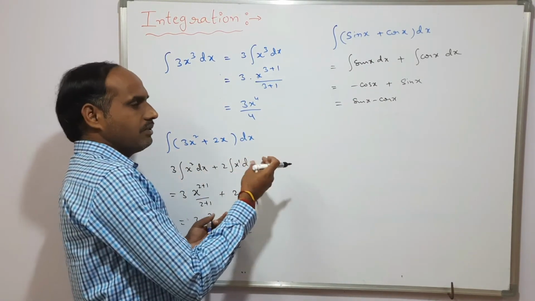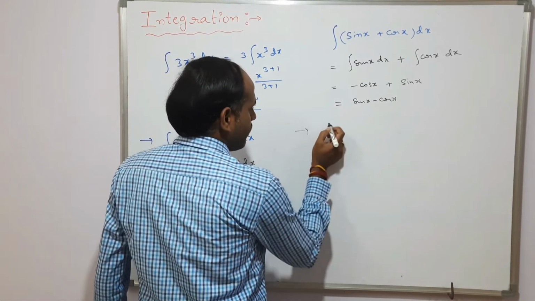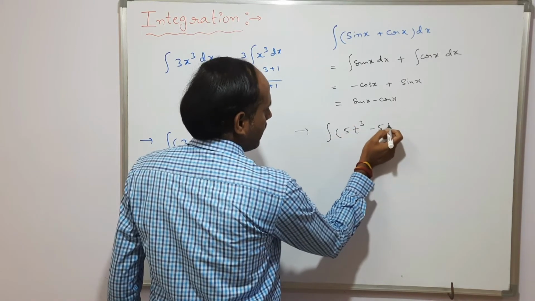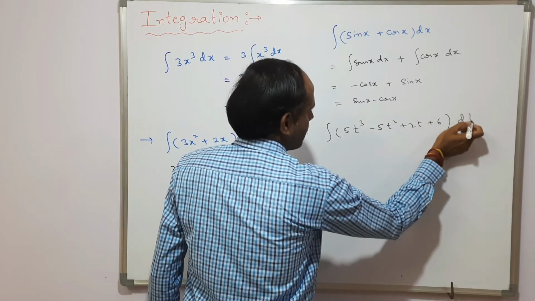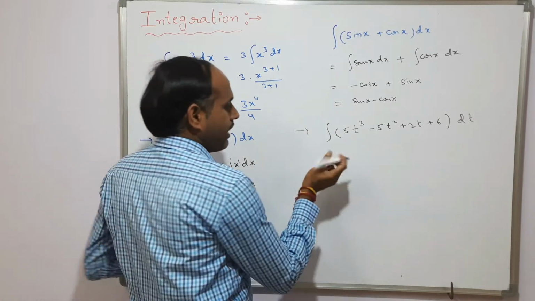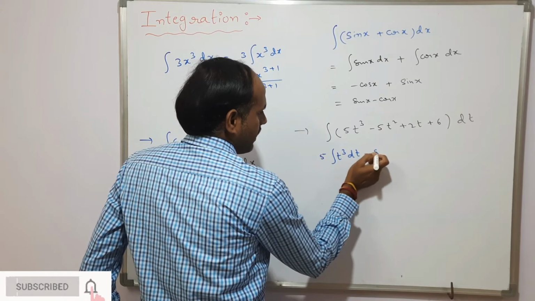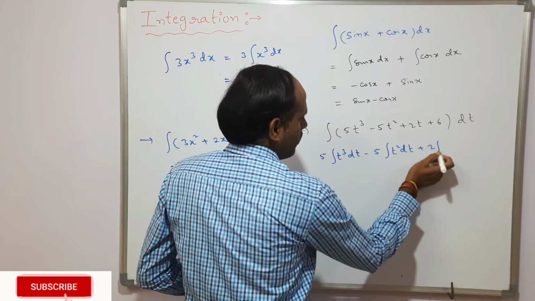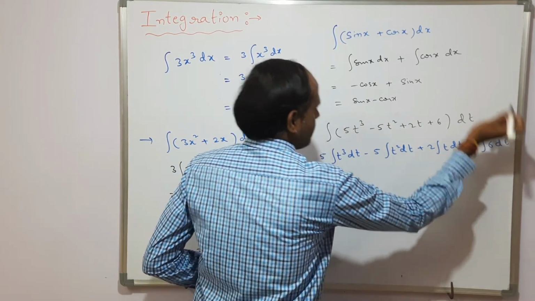Not only for a function in terms of x, if you are taking a function in terms of t, say for example the integral of 5t cube minus 5t square plus 2t plus 6 dt. So again a composite function, right? Now in this we can write 5 into the integral of t cube dt minus 5 integral of t square dt plus 2 integral of t dt plus integral of 6 dt, right?